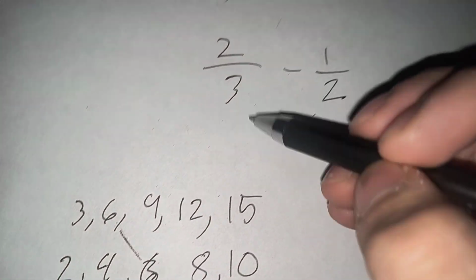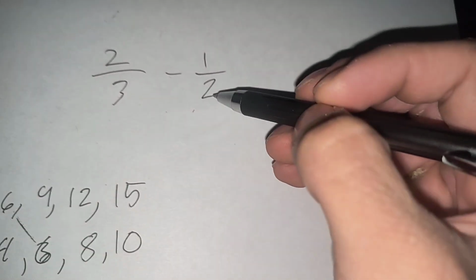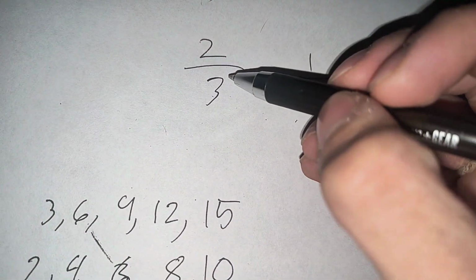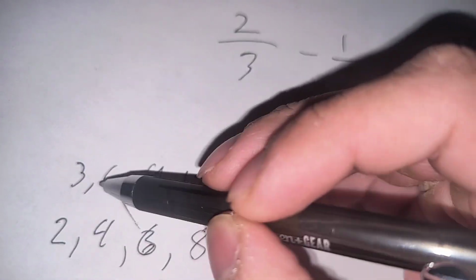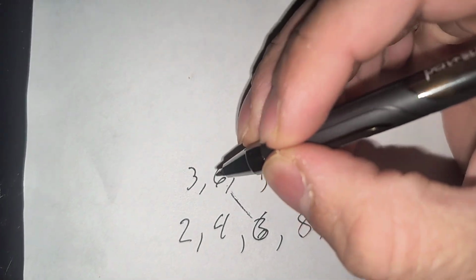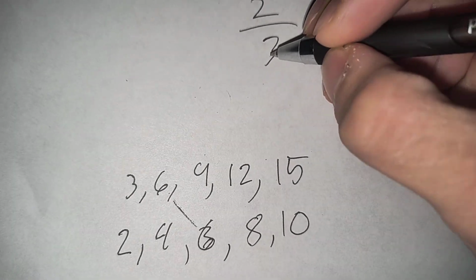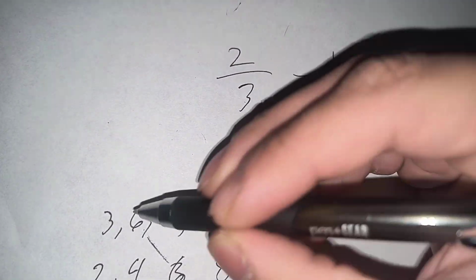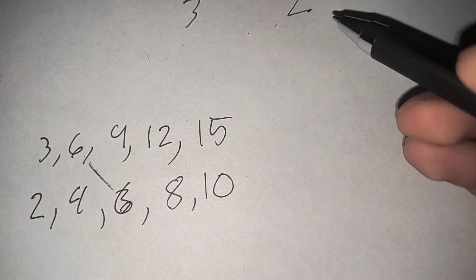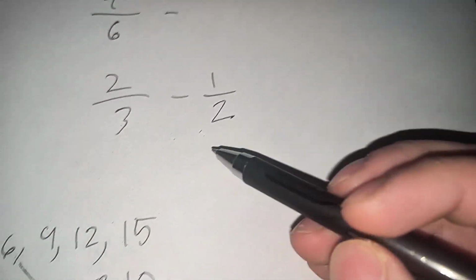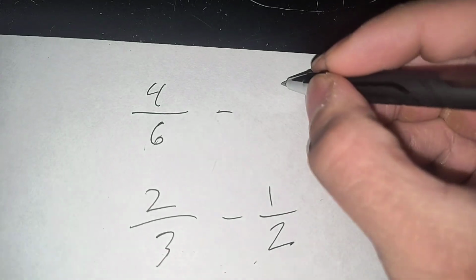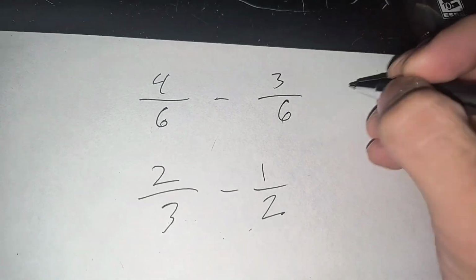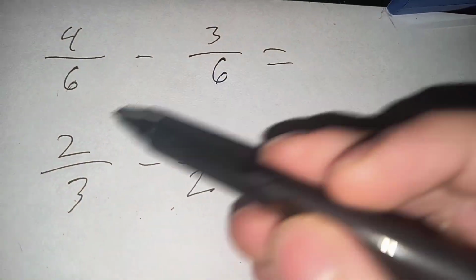So then we need to get to a point where 3 is 6 and 2 is 6. We do that by multiplying the numerator and denominator of this fraction by 2, because 3 times 2 is 6. So this becomes 2 times 2, which is 4, and this becomes 3 times 2, which is 6. Then we multiply the other fraction by 3, because 2 times 3 is 6. So 3 times 1 is 3, and 2 times 3 is 6. Now we can subtract because the bottom numbers are the same.